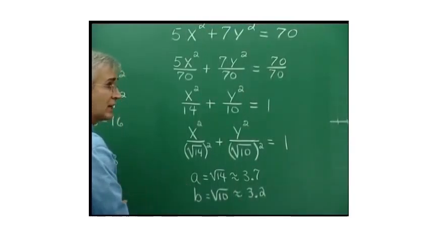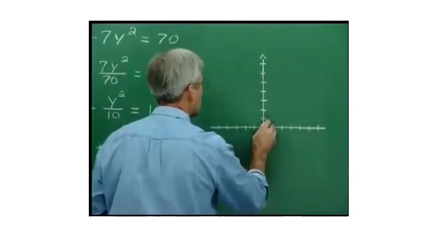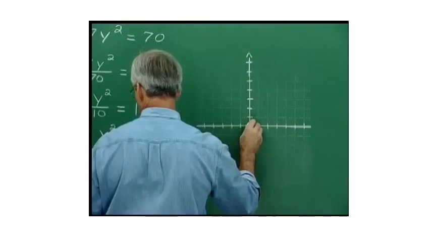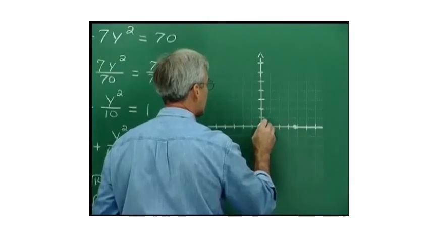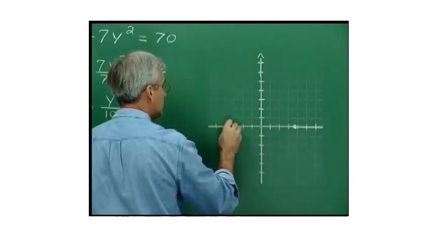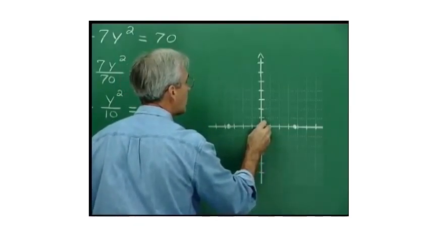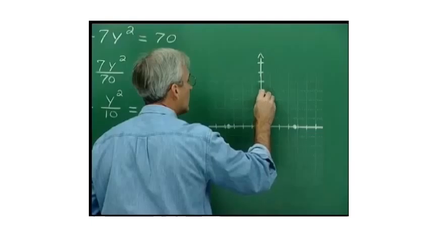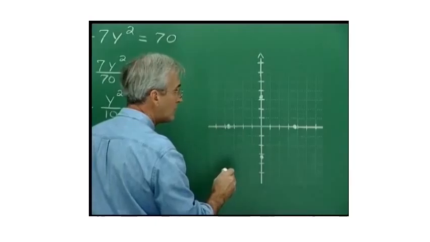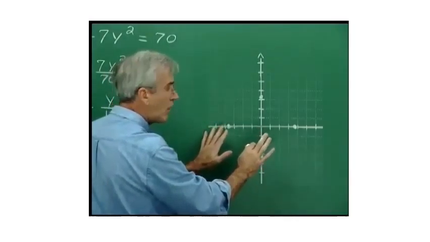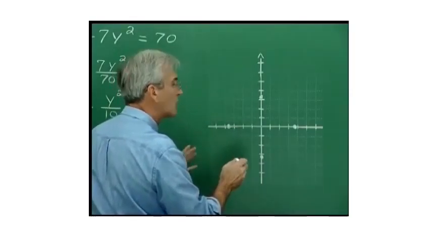Now we can pretty easily sketch the graph. Let's go do that. Now we know that we're elongated horizontally, so from the center, we go a distance of 3.7 to the right and left. The b distance is 3.2, so we go up and down 3.2. And now we draw the ellipse. Now from the position of these points, the ends of the major axis, the ends of the minor axis, we can see that it's almost circular, isn't it?